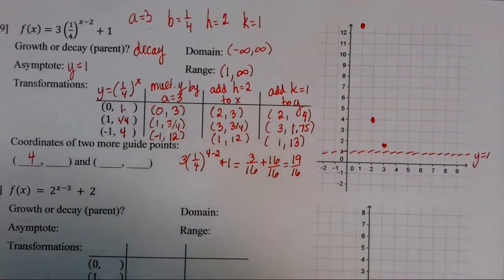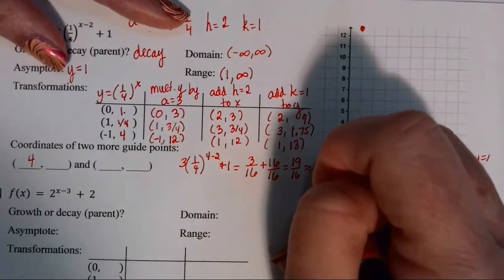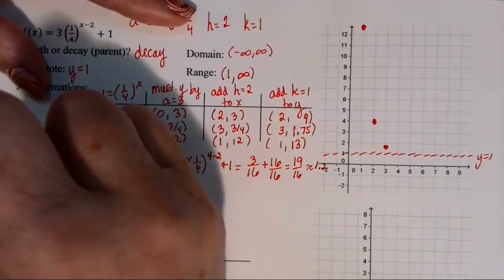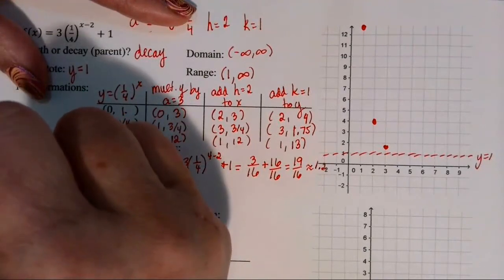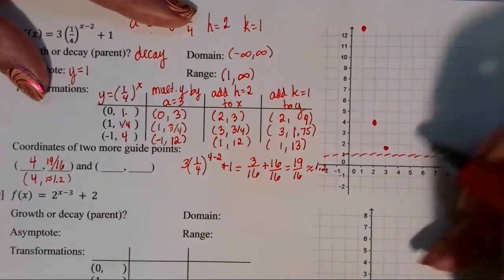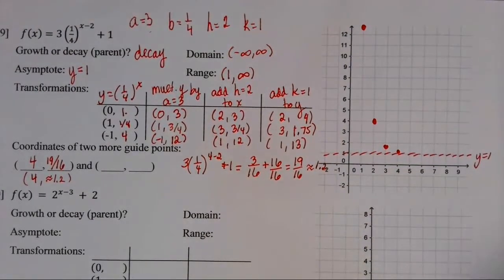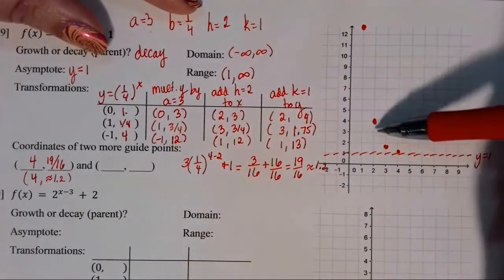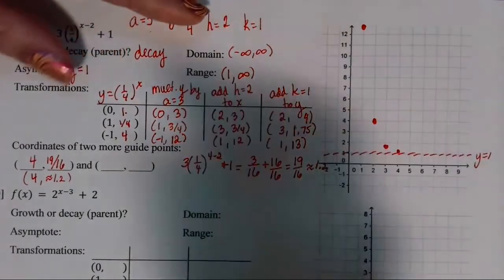And let's put that in the calculator. 19/16 is equal to 1.18. So that would be approximately 1.2. So this would be 19/16, which is approximately 1.2, and that's really, really close to that asymptote. We could also pick a point that isn't a whole number. We could pick, say, 1.5 to get a guide point between these two.